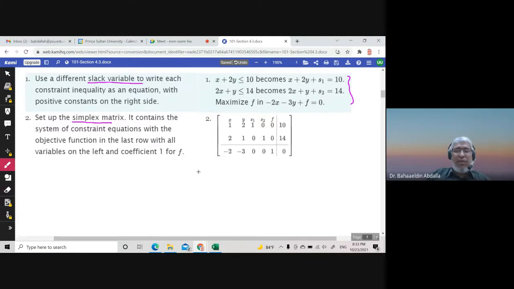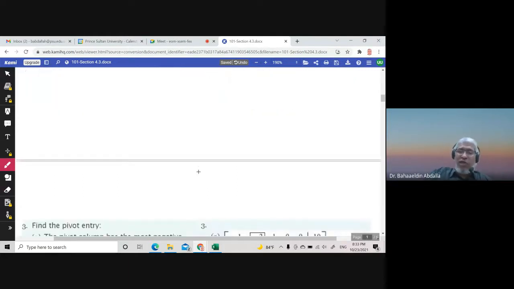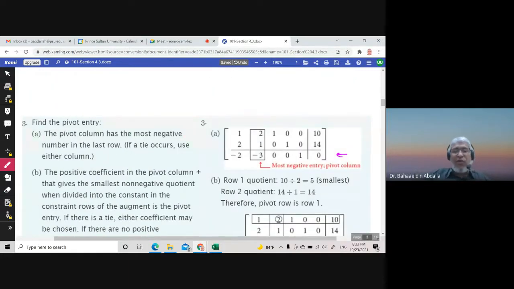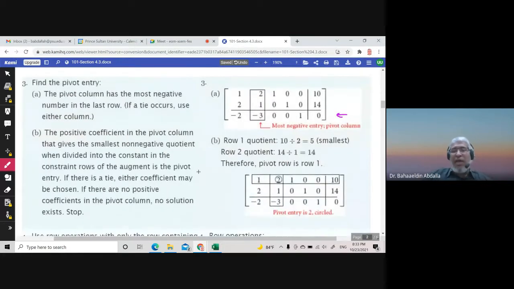Two numbers, the same numbers, -2 and -2, or -3 and -3. In this case, we have a tie, and any of the two numbers would be okay. If a tie occurs, use either column. Any of the columns would be okay. Okay, this is how we determine the pivot column.